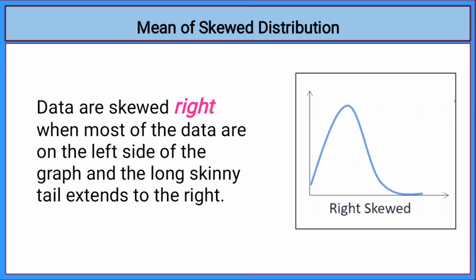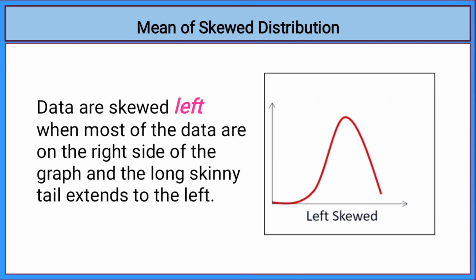Data are skewed right when most of the data are on the left side of the graph, and the long skinny tail extends to the right. And let's take a look. How about data that are skewed left? Data are skewed left when most of the data are on the right side of the graph and the long skinny tail extends to the left. Okay, so these are the two types of skewed distribution: the negatively and positively skewed distribution.